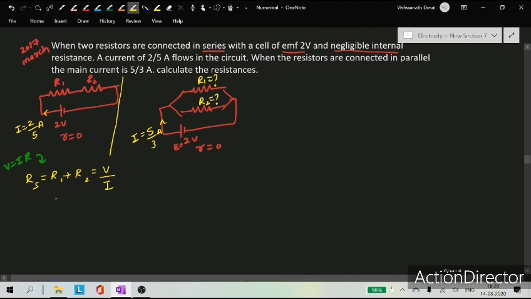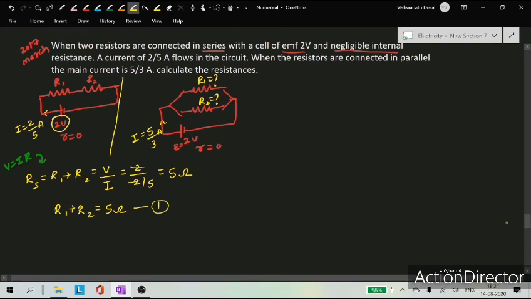So RS is equal to R1 plus R2, which is equal to V by I. But do you know the V value here? V is nothing but the EMF, which is given. So 2 divided by the current, which is 2 divided by 5. So what you are going to get is 5 ohm, right? So R1 plus R2, what you got, is 5 ohm. You need to remember this. I will call this equation 1.